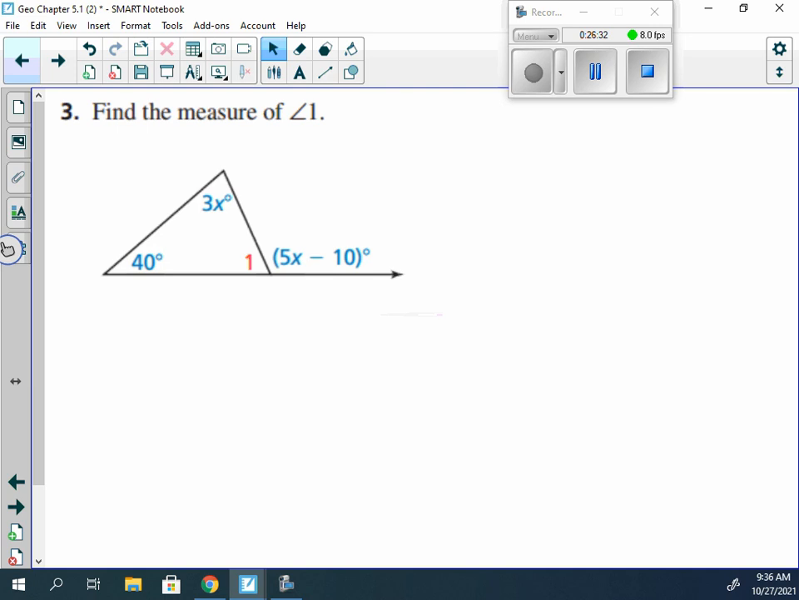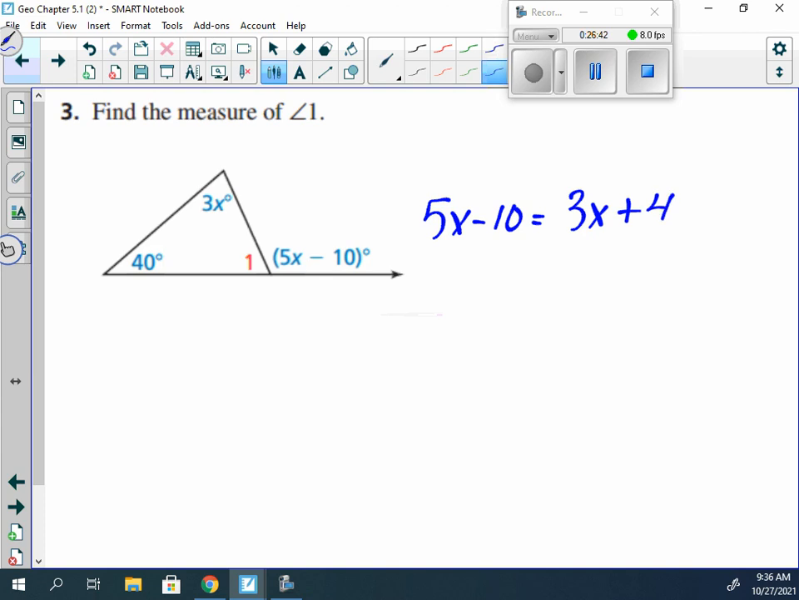But what we do know is that our exterior angle, 5x minus 10, is equal to what? 3x plus 40, the sum of the opposite two interior angles. Because the opposite two interior angles are 3x and 40. So if we add those two together, it would be the same as the exterior angle. Well, we don't have any like terms on either side of the equal sign, so we can go on and start solving for x. What can we do first?